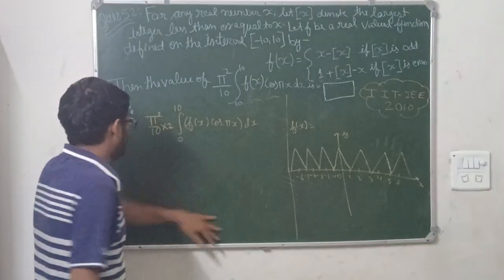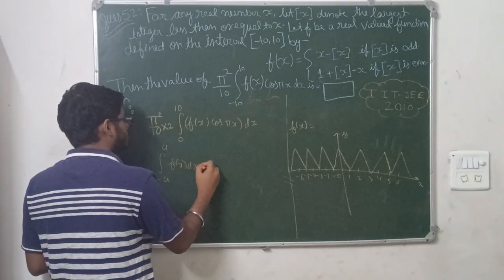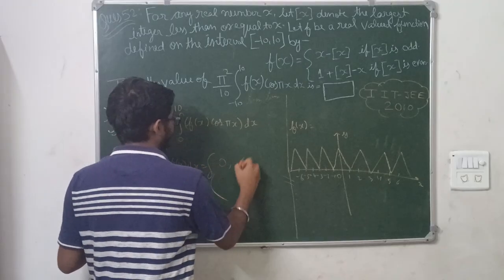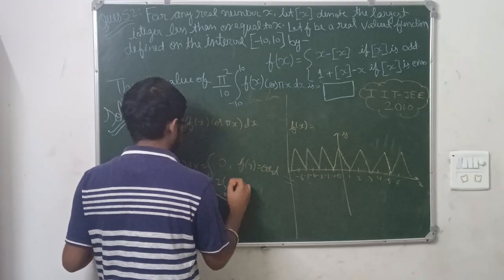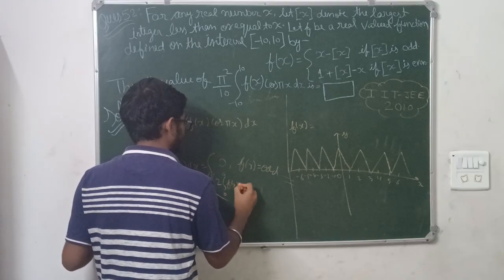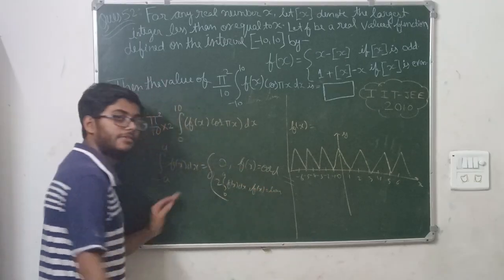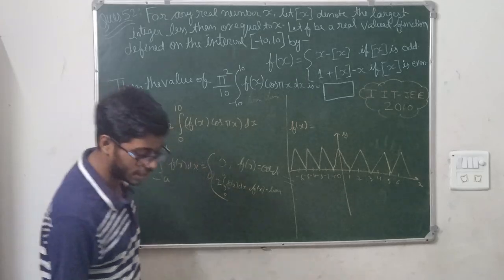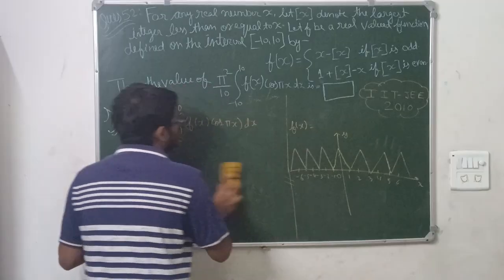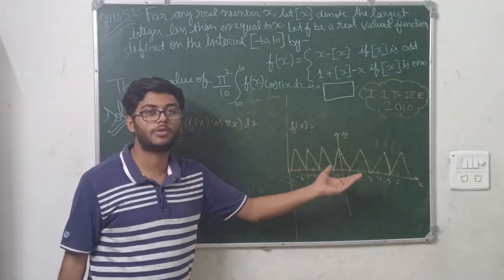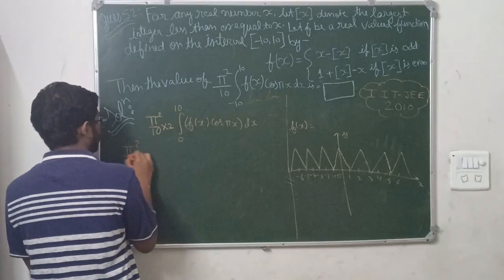You know the property now. If any integration is from minus a to a fx dx, then that integral is 0 if fx is odd. And it is 2 times 0 to a fx dx if fx is even. Okay, this is the concept which we have used. So this will look like this. And obviously the function would be even only because it can't be 0 as the function is symmetrical about y. So now this simplifies as pi square by 5.